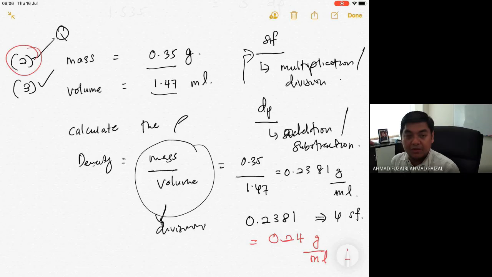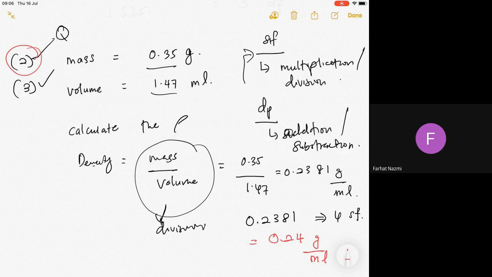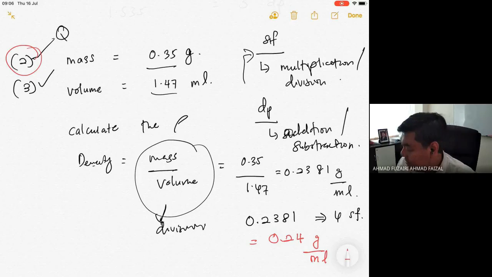Jangan pergi follow significant figures pula kalau situation dia tambah, kalau situation dia tolak. So tambah dengan tolak dia follow decimal point. Okay? Kalau untuk significant figures, dia akan follow multiplication and division. Okay? Are you clear? Yes, sir. Any more questions? Clear. Okay, very well.